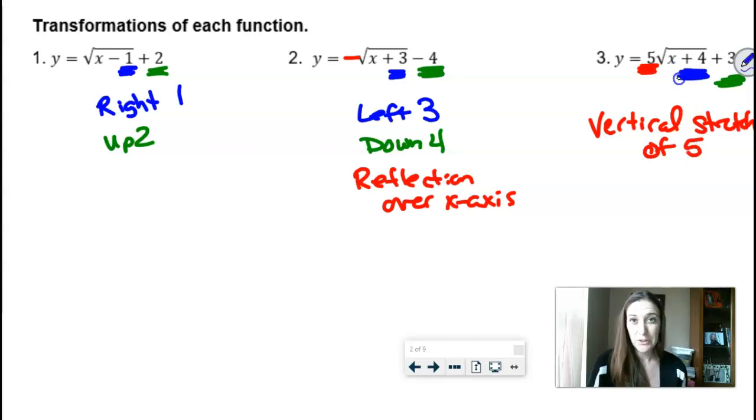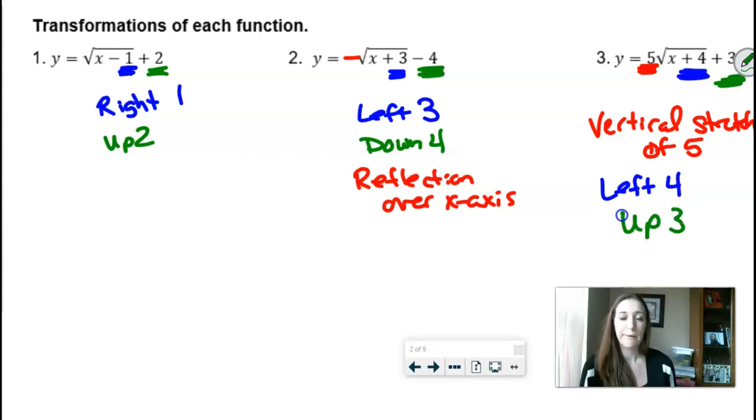The x plus 4 underneath the square root symbol means we're going to shift left 4. And then we have an up 3 shift at the end. So again, for Algebra 2, the order, I'm not going to yell at you if you get the order wrong, but for pre-calc, it is going to make a big difference.